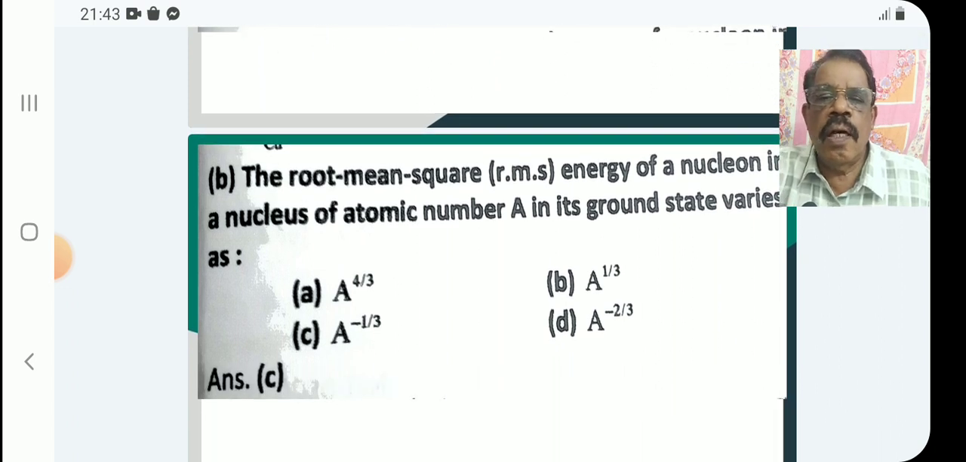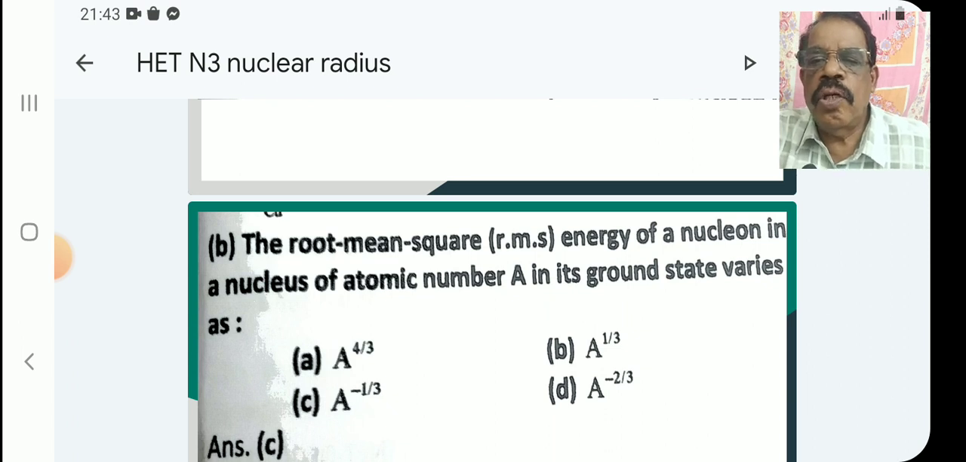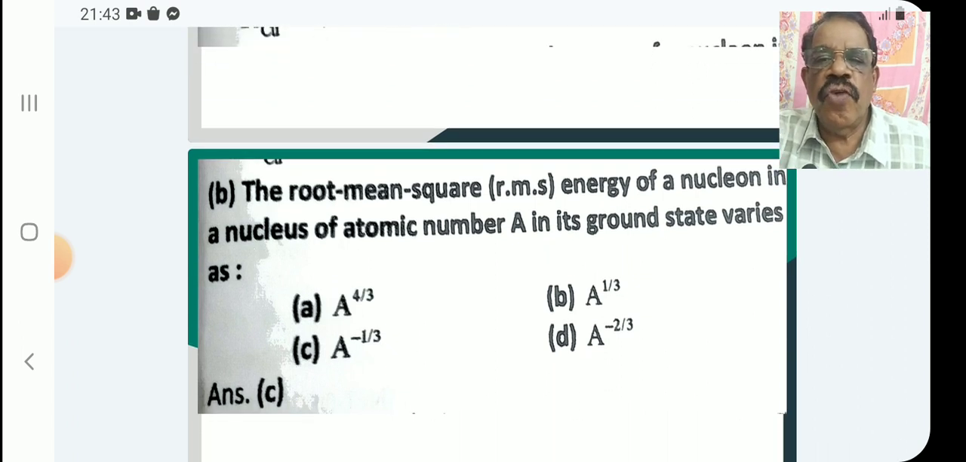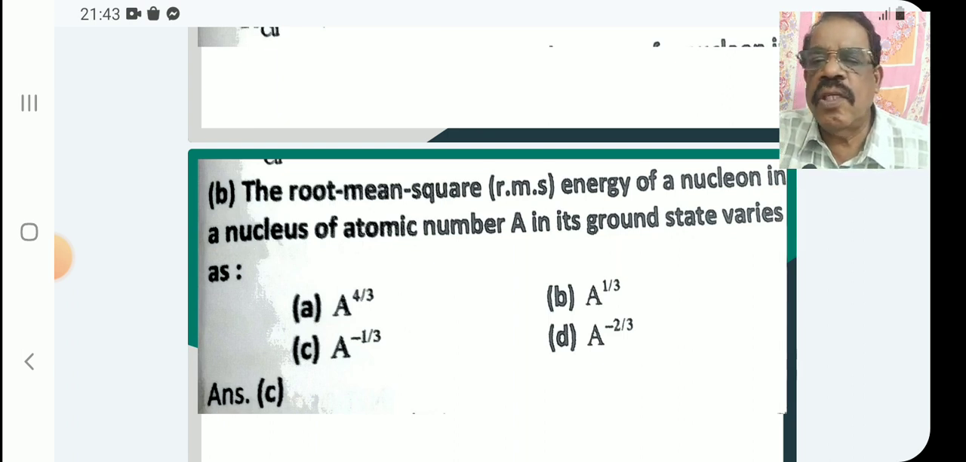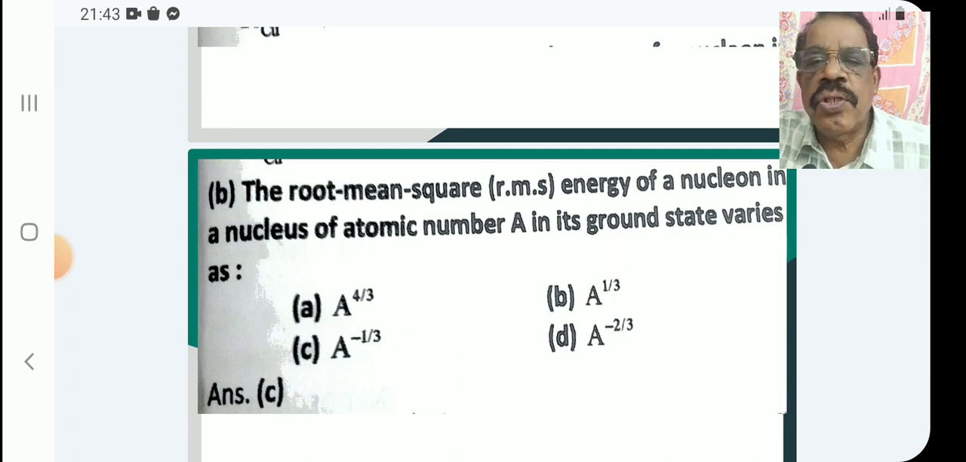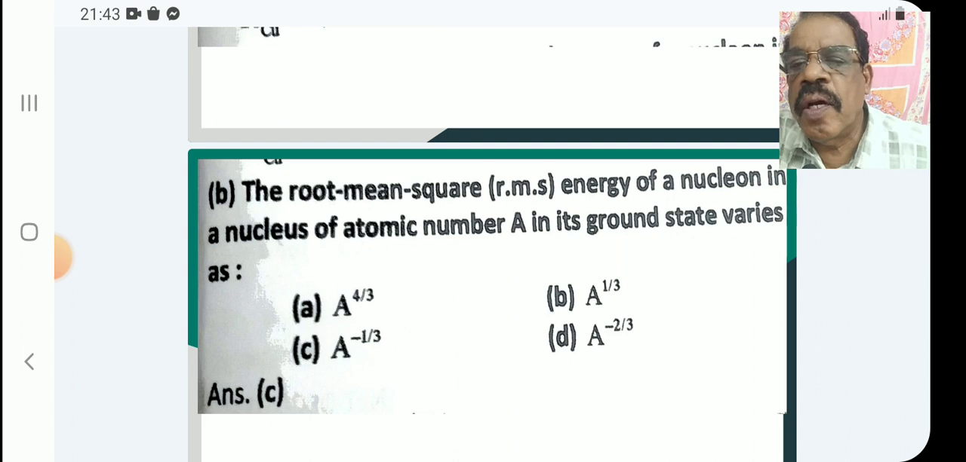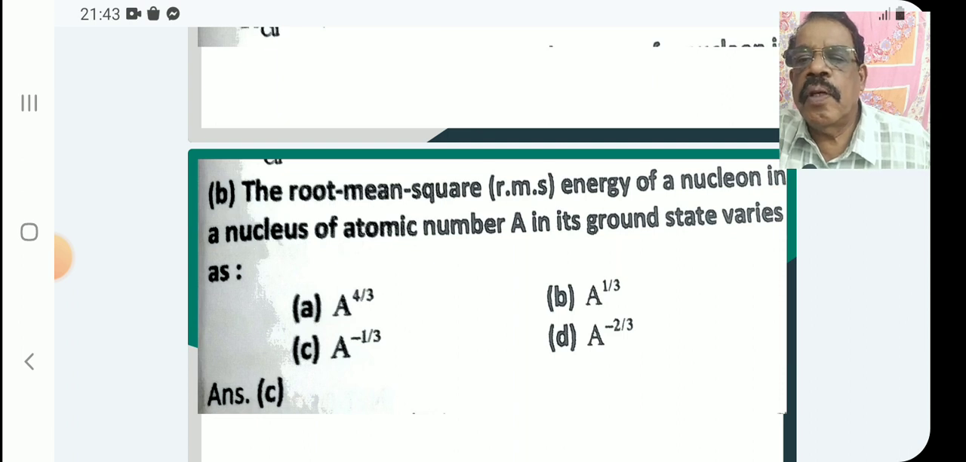And this is another part question. The root mean square RMS energy of a nucleon in a nucleus of atomic mass number A in the ground state varies as: A raised to 4 by 3, A raised to 1 by 3, A raised to minus 1 by 3, A raised to minus 2 by 3. The root mean square energy of a nucleon varies as.